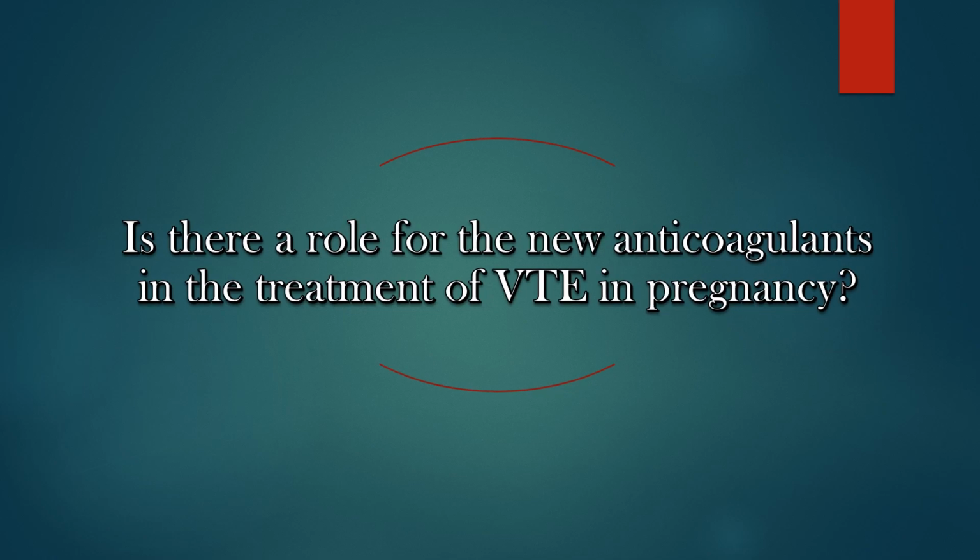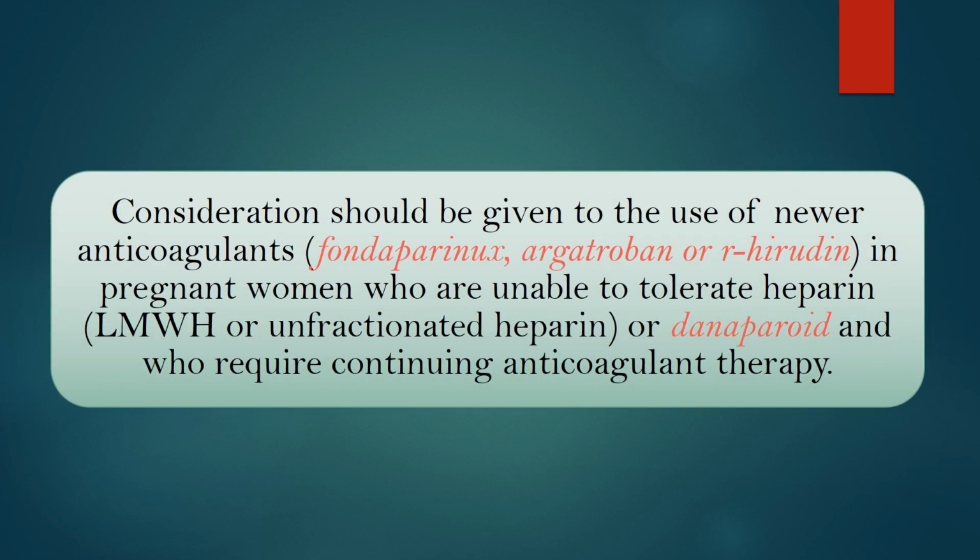Is there a role for the new anticoagulants in the treatment of venous thromboembolism in pregnancy? Consideration should be given to the use of newer anticoagulants such as fondaparinux, argatroban, or r-hirudin in pregnant women who are unable to tolerate heparin, low molecular weight heparin, unfractionated heparin, or danaparoid, and who require continuing anticoagulant therapy.